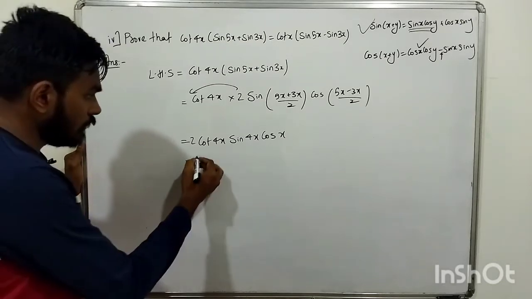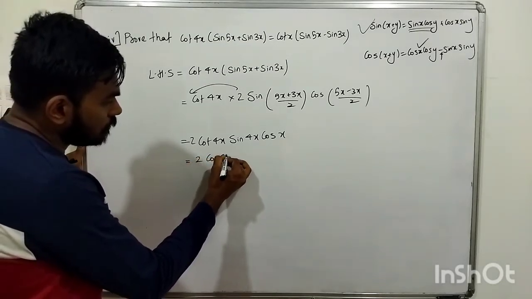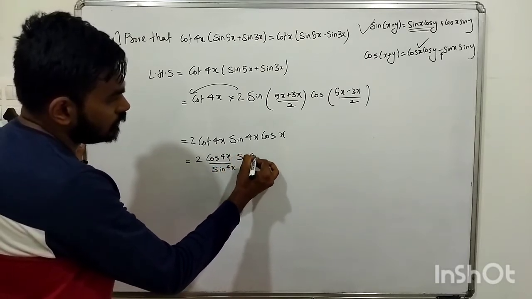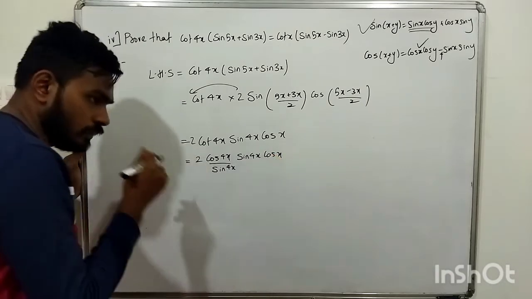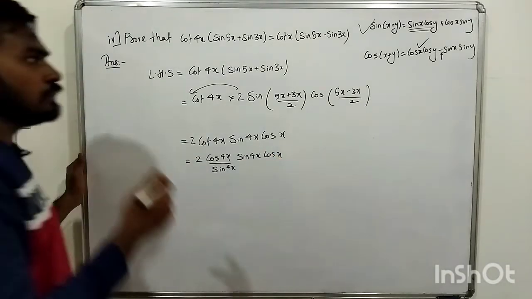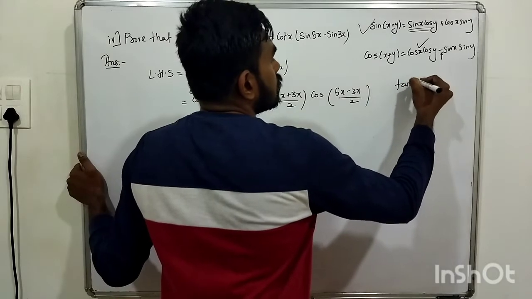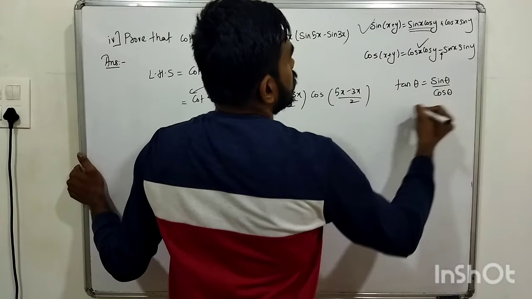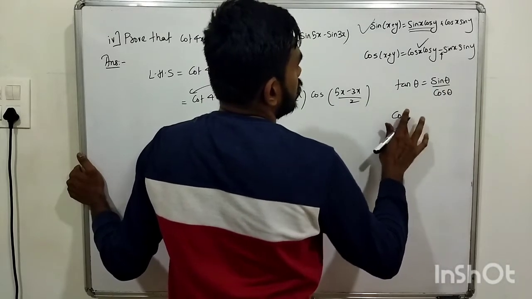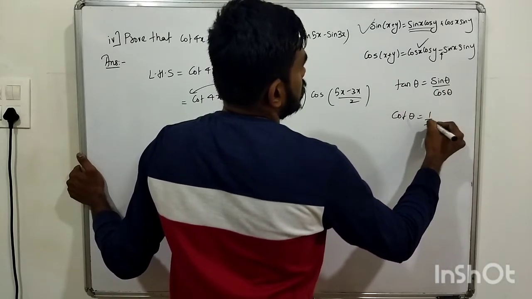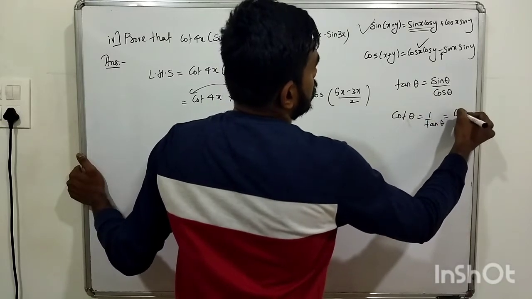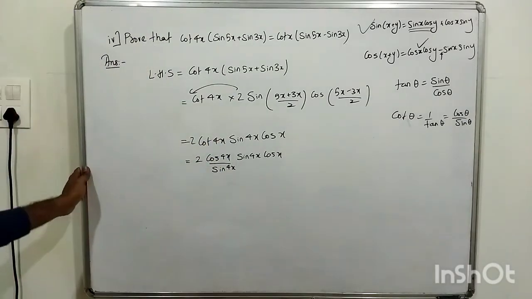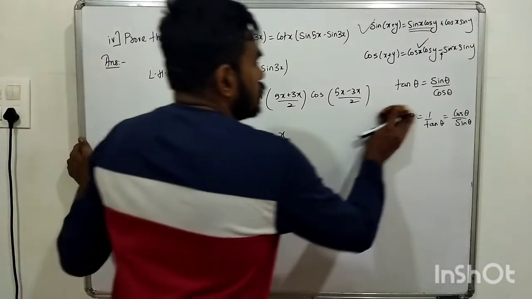If we simplify this, what do we get? 2 cos 4x upon sin 4x into sin 4x into cos x. As we all know, tan theta is sin theta upon cos theta, and cot theta is the reciprocal of tan theta, which is cos theta upon sin theta. Remember, whenever we have cot, we can write cos upon sin. So what will we get?